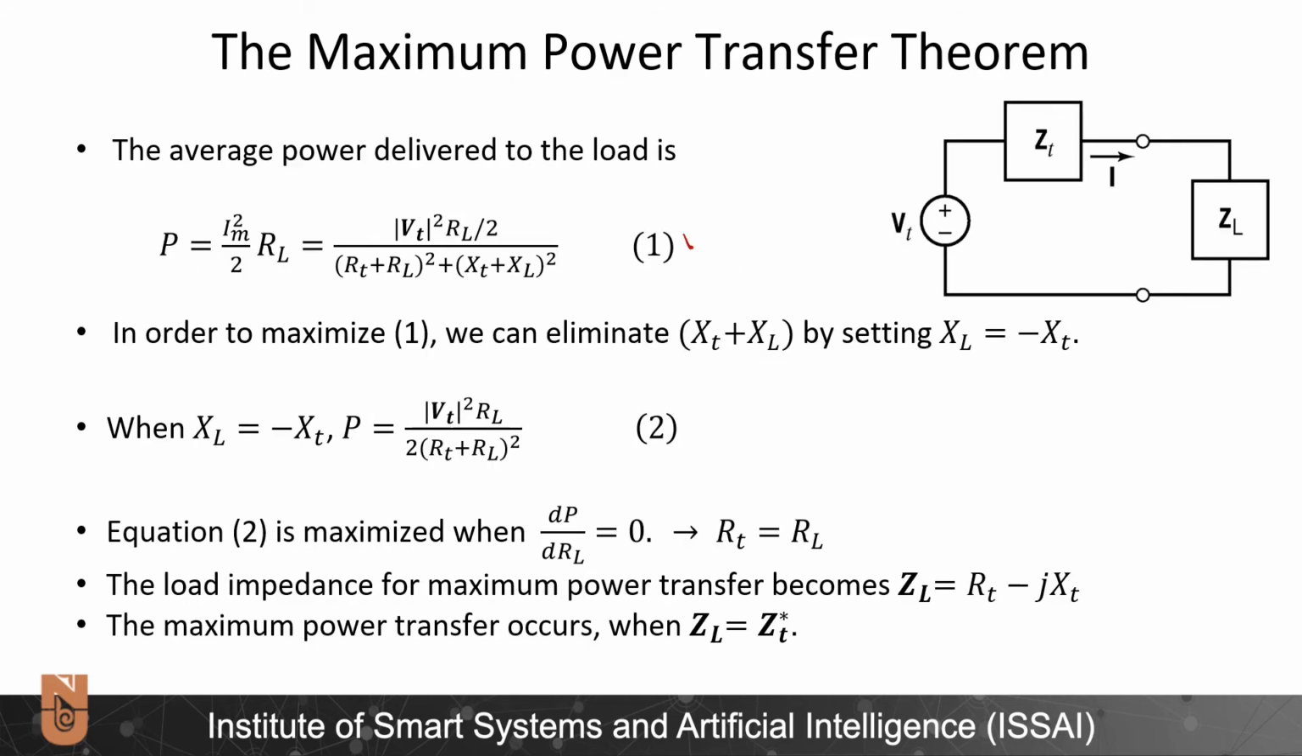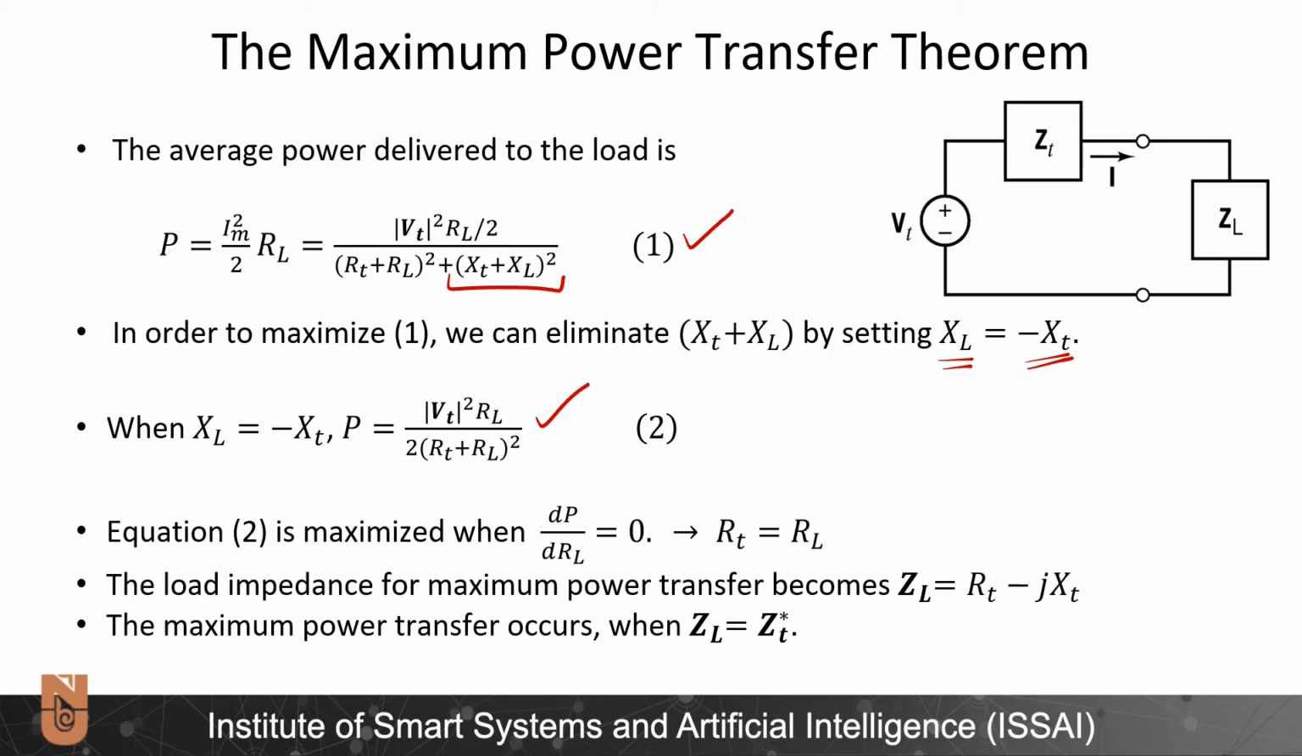So I want to minimize expression 1. And here I observe that if I were to minimize the denominator, then I can maximize this expression. Firstly, I can start by eliminating this term here. It has an XT + XL term, and I can set the XL of the load impedance equal to minus XT, and that way that term will disappear and I will end up with this term.